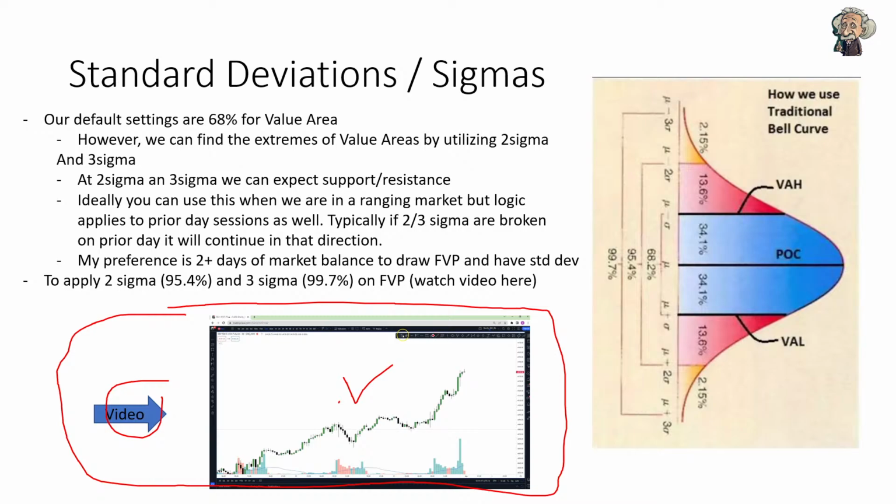But typically we want to use this on bracketed or balancing markets, and right now we are in balance in a larger time frame, but not necessarily on the weekly or monthly time frames.